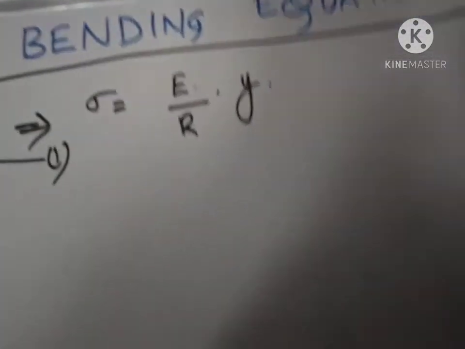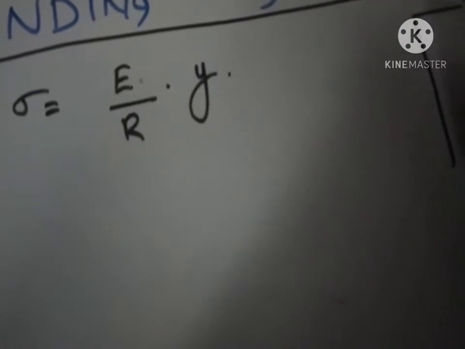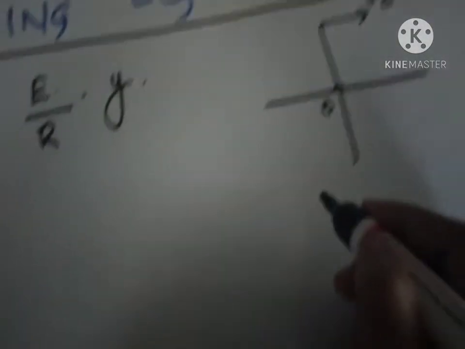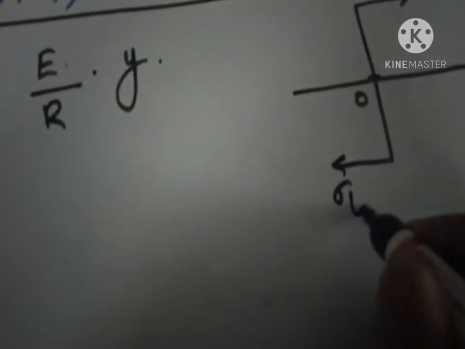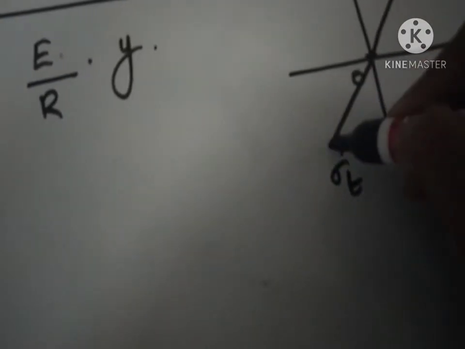Now we'll see how we'll plot the normal stress distribution. Normal stress distribution will be maximum at the top, and at the neutral axis the stress will be 0, and at the bottom it will be maximum, which will be tension. So this is how you plot the diagram.